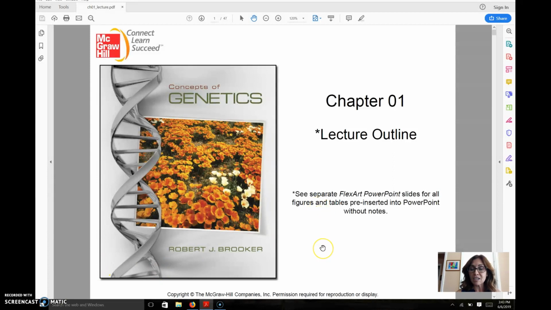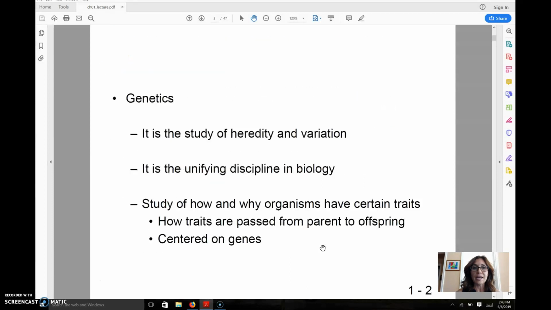So what you should be seeing on your screen is a PDF that you should be able to also pull up and flip through individual slides. So as we get going, let's first talk about what is genetics. Genetics is the field of science that studies the variation of traits in individuals and also studies heredity, how those traits are passed from parents to offspring.